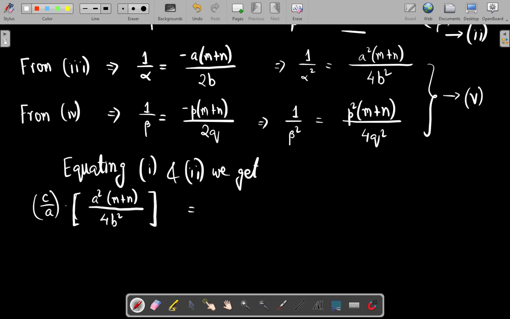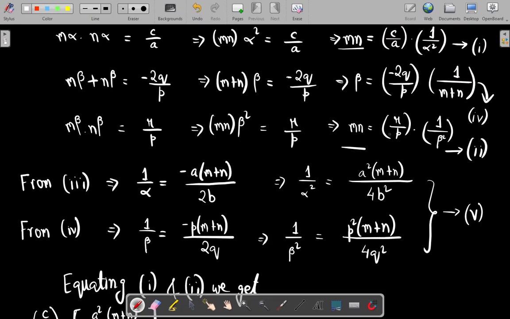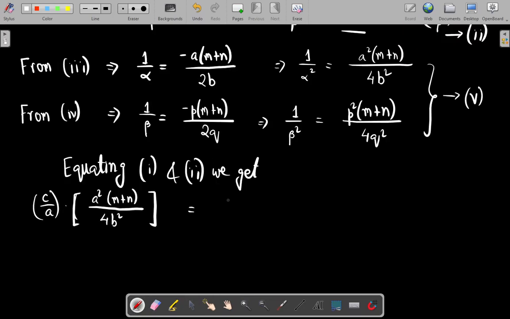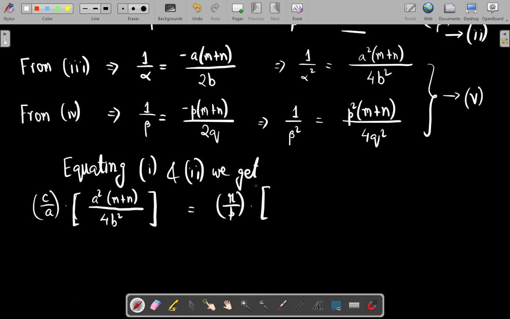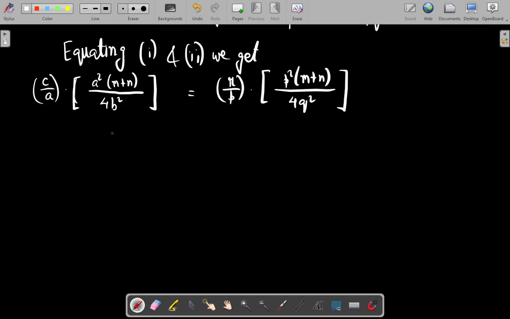will be equal to equation 2, r upon p times 1 upon beta square. 1 upon beta square is nothing but p square times m plus n upon 4q square. So from here we can see that this a and this a square will cancel out, and this p square and p will cancel out. And this 4 in the denominator of both sides will cancel out.